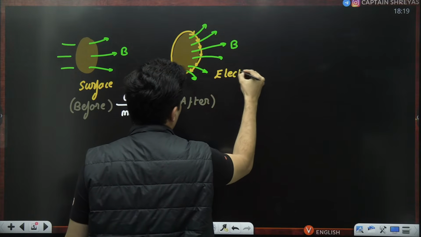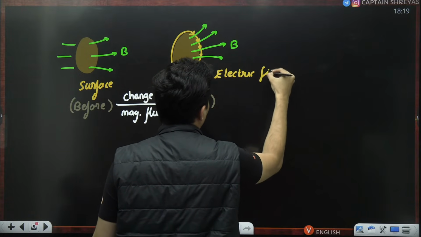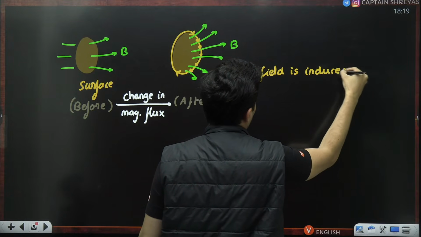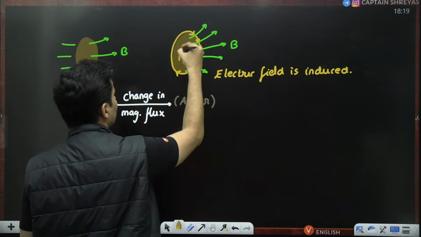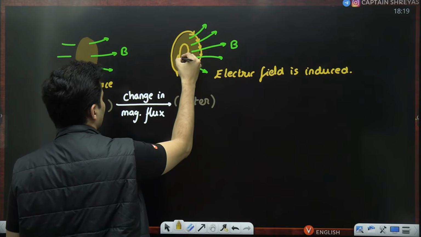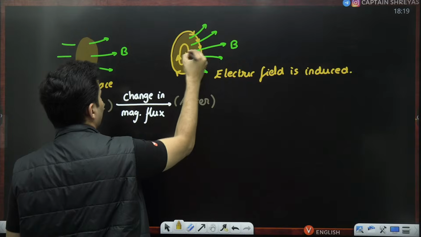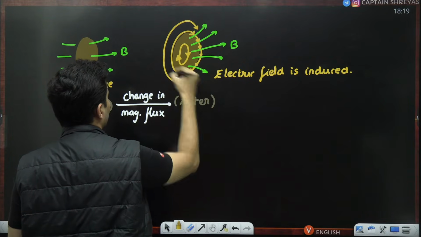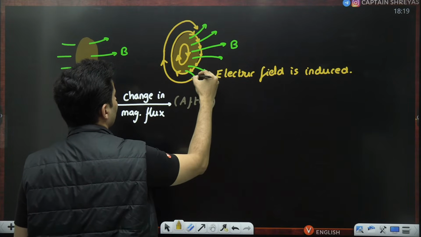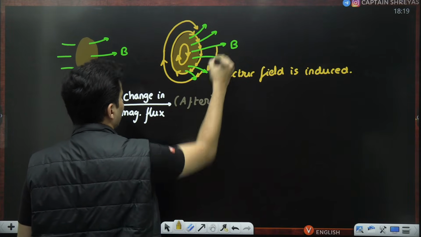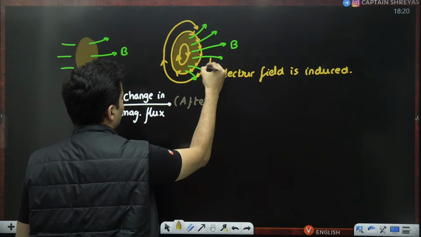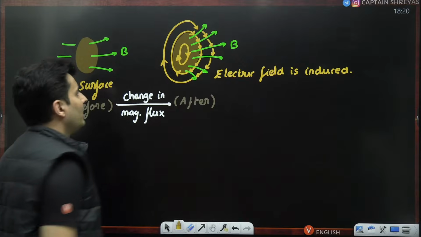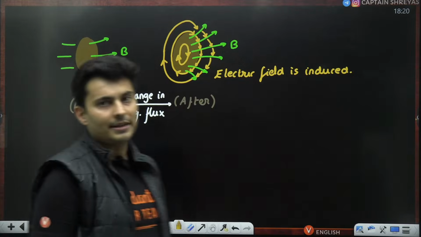Electric field is induced. This is very, very important. Electric field is induced, and these electric field lines are not just here, but even around it, outside of it also, you will see electric fields are going to be induced in that particular region.